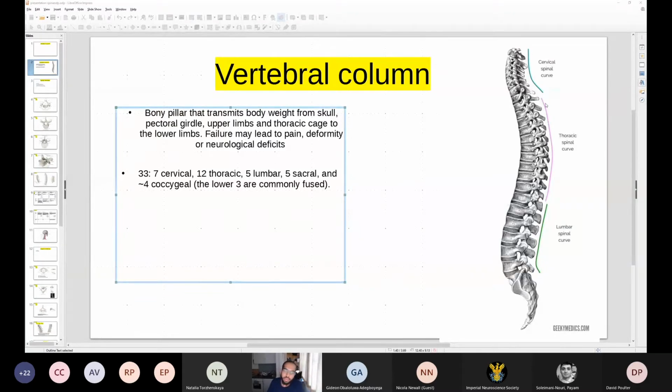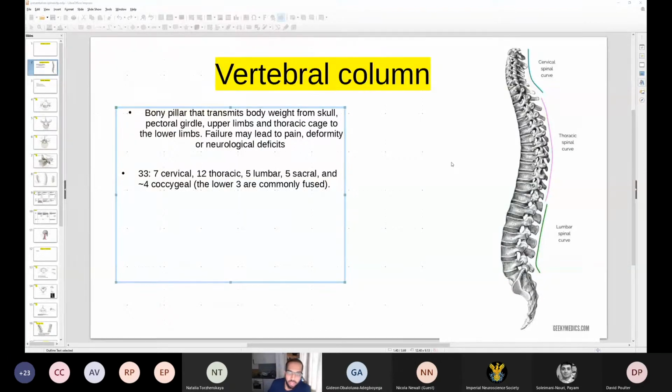So as a whole, we have 33 vertebrae, as you know. Seven of these are cervical vertebrae. We've got 12 thoracic vertebrae, 5 lumbar vertebrae, 5 sacral vertebrae, and 4 coccygeal vertebrae. And we'll come into details a little bit later. The majority of this talk will be about the typical and atypical vertebrae.